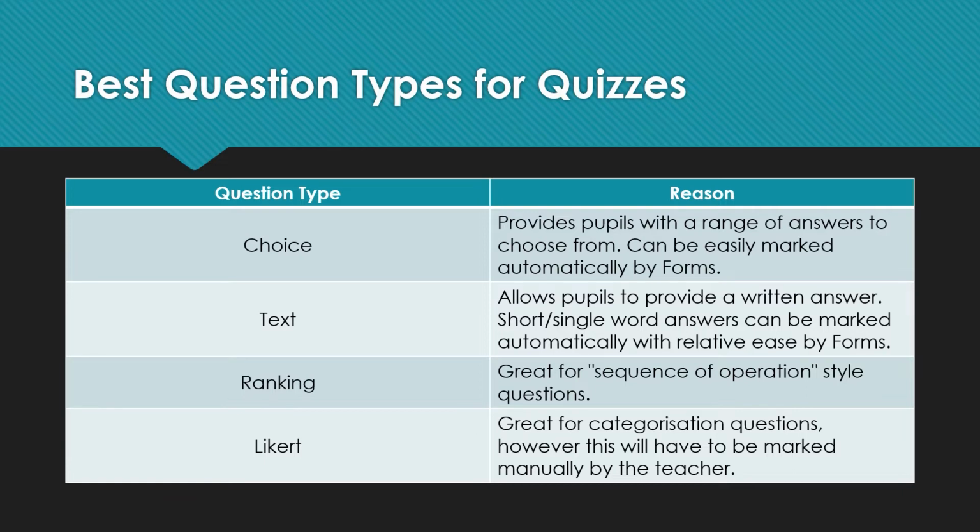Choice questions provide pupils with a range of answers to choose from. This can be easily marked automatically by forms. Text questions allow pupils to provide a written answer. Short answers or single word answers can be marked automatically with relative ease by forms. Ranking questions are great for sequence of operation style questions. And Likert questions are great for categorization. However, this will have to be manually marked by the teacher.